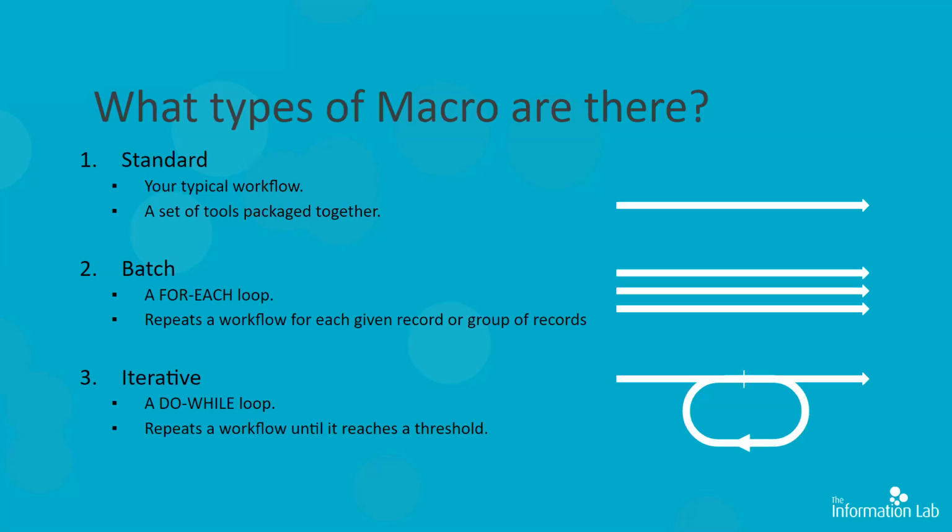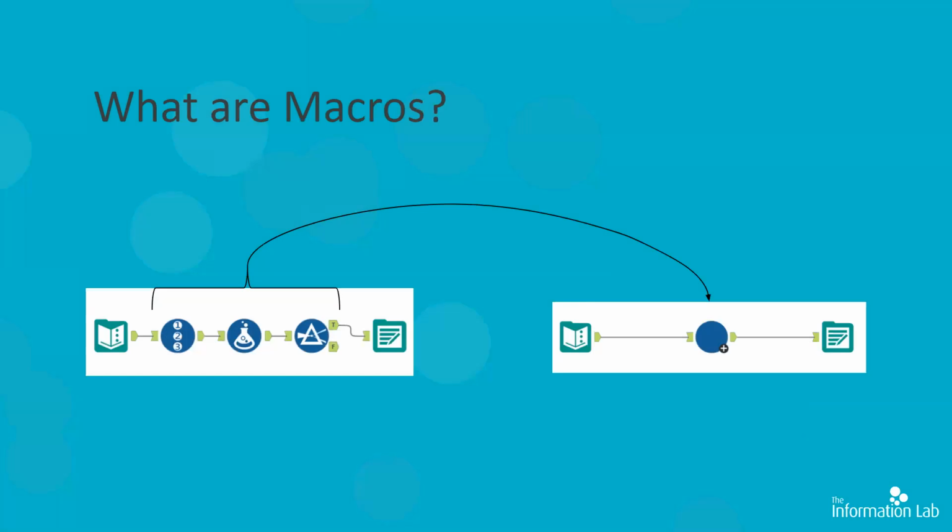So let's go over what kind of macros there are in Alteryx. There are 4 types of macros, but these are the 3 that you'll need to know. The first one is a standard macro. That's what you saw in the previous slide. It's very typical, just a simple one-way workflow that is packaged into a single macro.